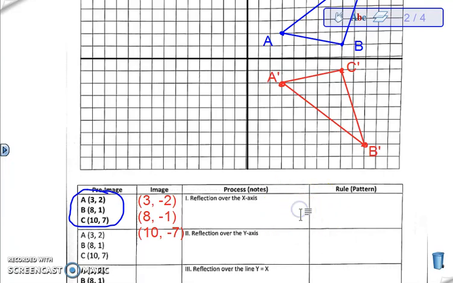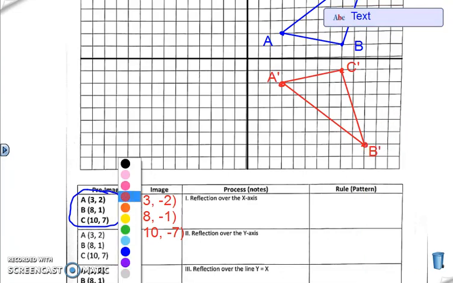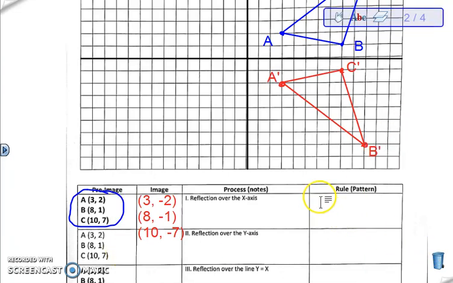And so if we notice, the only thing that happened was that the y's all switched from positive to negative. Otherwise, we have the same coordinates. So to note that in our rule, we're going to say that we kept the x's the same, but we changed the y's to become negative.